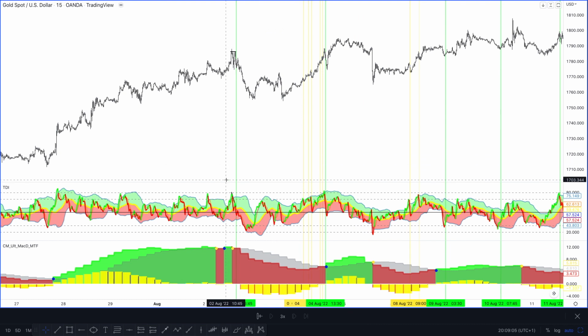To keep it nice and simple, what we are looking for is whenever this turns green, we're looking for the TDI to be at 30 or below and look for buys. Whenever it turns red down here, the MACD, we're looking for the TDI to be at 70 or above. I am going to show you how you can set alerts on this at the end of the video, so make sure you stick around for that.